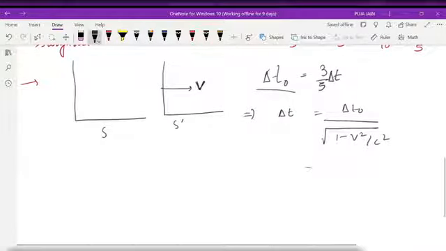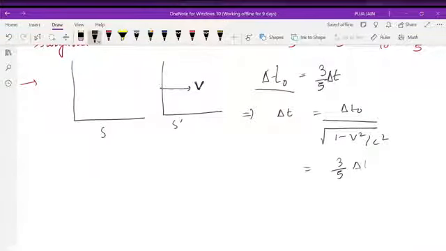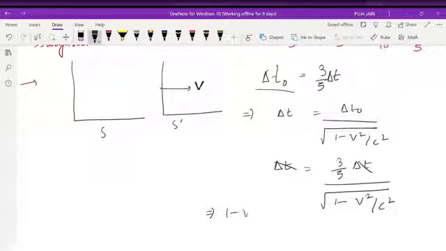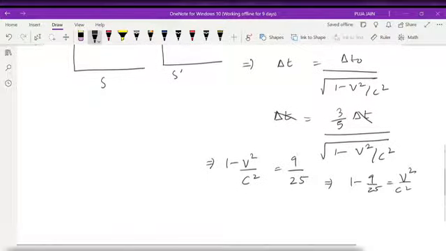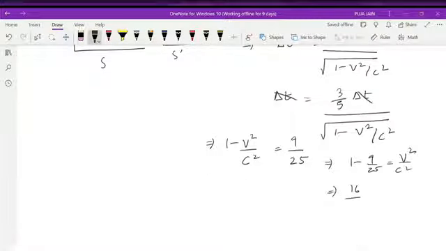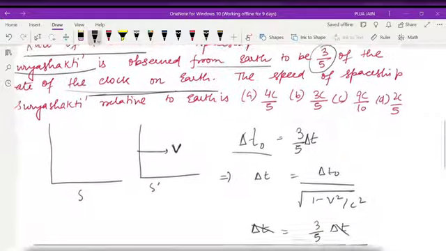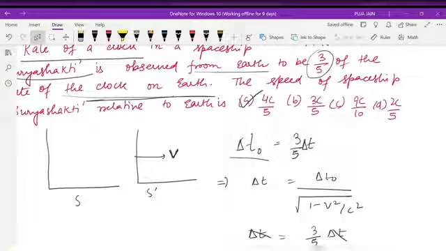Now delta T naught is 3/5 delta T, by root 1 minus v square by c square. So this delta T and this delta T will cancel out. We will get 1 minus v square by c square equals 9/25 on squaring. So 1 minus 9/25 is equal to v square by c square. So this is 16/25, that is equal to v square by c square. So I'm getting v equals 4/5 c. Now let's see which answer is matching. Option A is our correct answer.